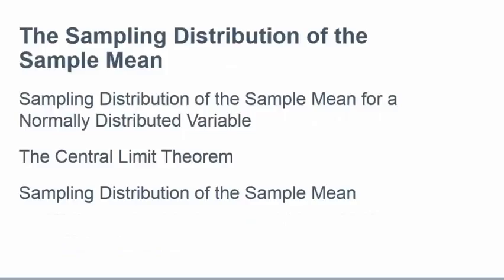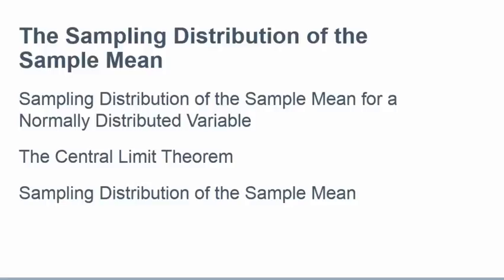To recap the section, the sampling distribution of the sample mean. Sampling distribution of the sample mean for a normally distributed variable. Suppose that the variable x of a population is normally distributed with a mean mu and standard deviation sigma. Then for samples of size n, the variable x bar is also normally distributed and has a mean mu and standard deviation of sigma divided by the square root of n.